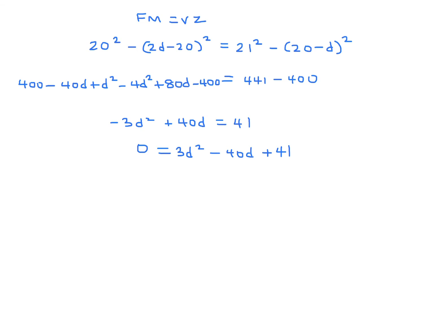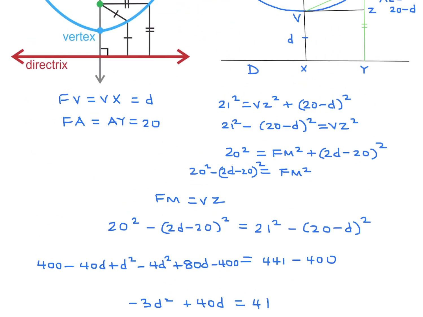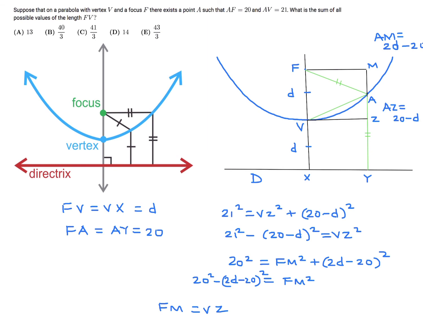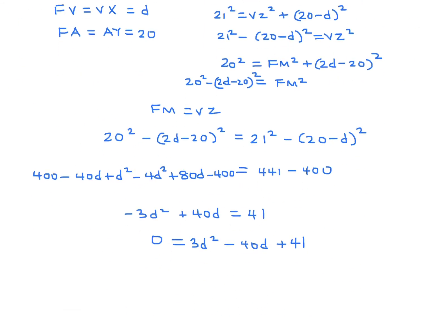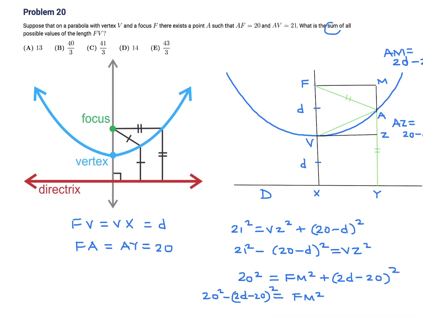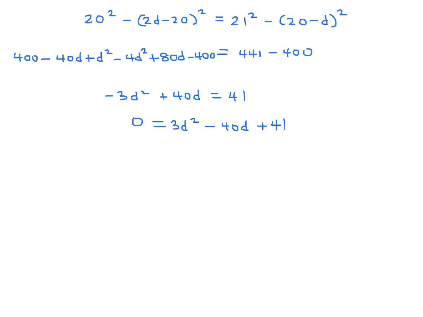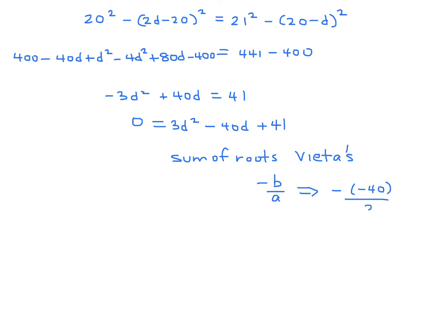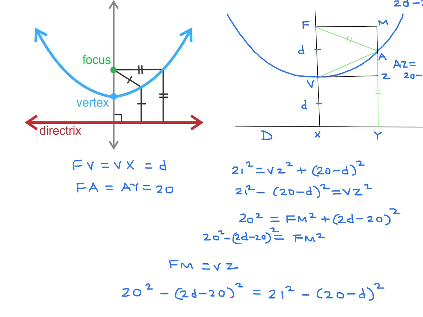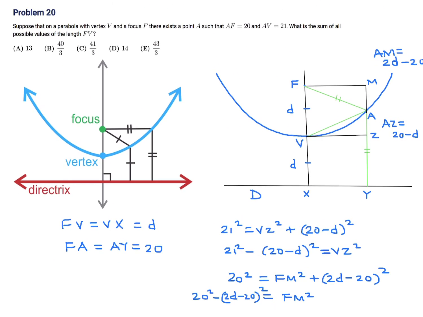Now this obviously has some roots, and they want all possible values of FV, and FV is D. So all possible values of D, and they want the sum, right? So basically what it boils down to is getting the sum of the roots. And the sum of the roots, as you hopefully know by now, can be calculated with Vieta's, which is just minus B over A. And in this case, that would be minus minus 40 over 3, which is 40 over 3. So there we go. That's the answer to a relatively decent question, number 20. That would be B.